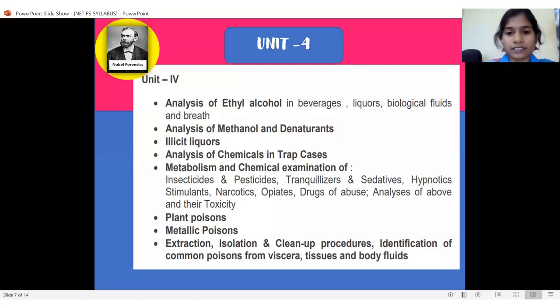This is also a hard unit, but if you get interest in learning about these things, you can easily learn and remember them in the exam. And as I said, there are 10 units in the syllabus, and in the question paper 2 of UGC NET, there are 100 questions. So more or less 10 questions will come from each unit. So from individual units, more or less 10 questions will come.